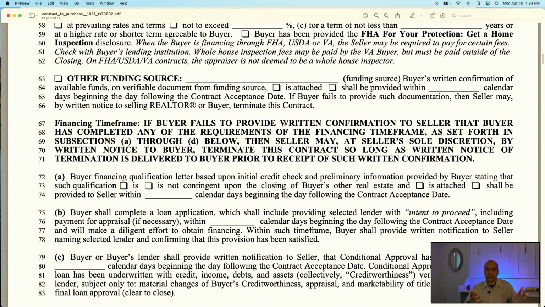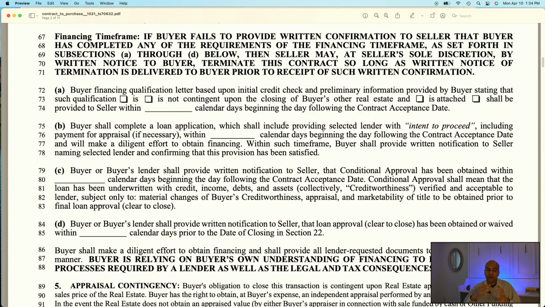Other funding source, if you're using, say, a home equity line of credit or a hard money loan, this would be the box to check for that. This is more applicable to somebody who's buying as an investment property versus buying an owner-occupied using a mortgage. So you've got your paragraphs A, B, C, and D over here.